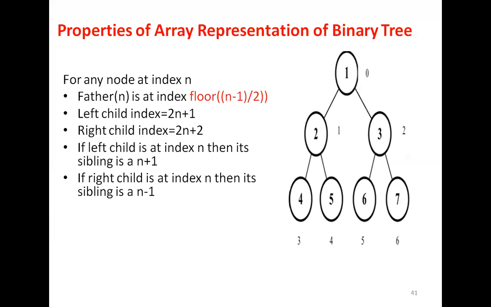So last class we discussed the array representation of binary tree and the properties of array representation of binary tree. So these are the properties: for any node at index n, its parent is at index floor of (n minus 1) by 2. The left child index will be 2n plus 1, the right child index will be 2n plus 2. If the left child is at index n, then its sibling is at n plus 1, and if the right child is at index n, then its sibling is at n minus 1.